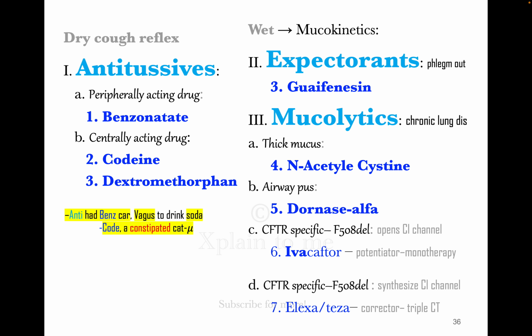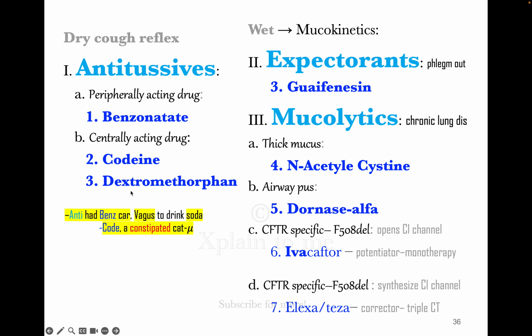Okay, then its adverse effects we already discussed. Of course, a serious adverse effect is CNS depression or respiratory depression. Codeine is a unique drug, so I wanted to study two adverse effects, but the most common one patients get with dry cough treatment is constipation. The next drug is dextromethorphan.